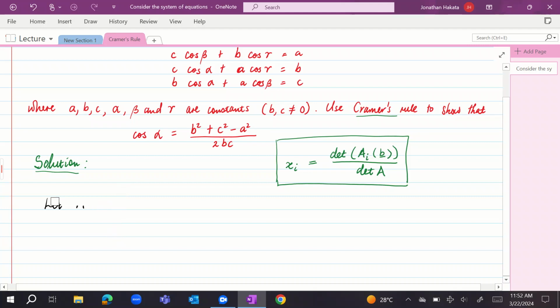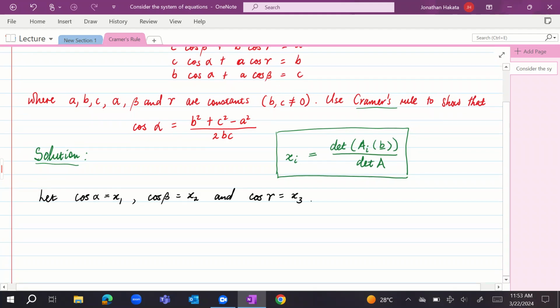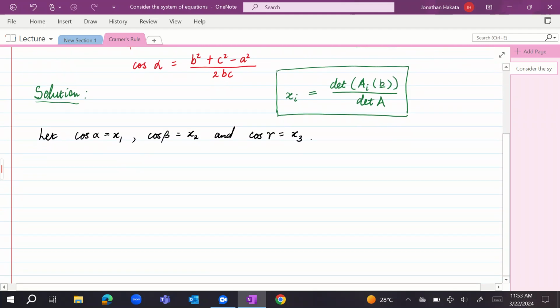Maybe before we do that, as you can see from this linear system, the scalars are A, B, C, but the cosines are nonlinear. So let's take the cosines to be our variables. In the Greek alphabet, alpha comes first, so let cos alpha be equal to x1, let cos beta be equal to x2, and let cos gamma be equal to x3. Now we can rewrite the original system in terms of x1, x2, x3.